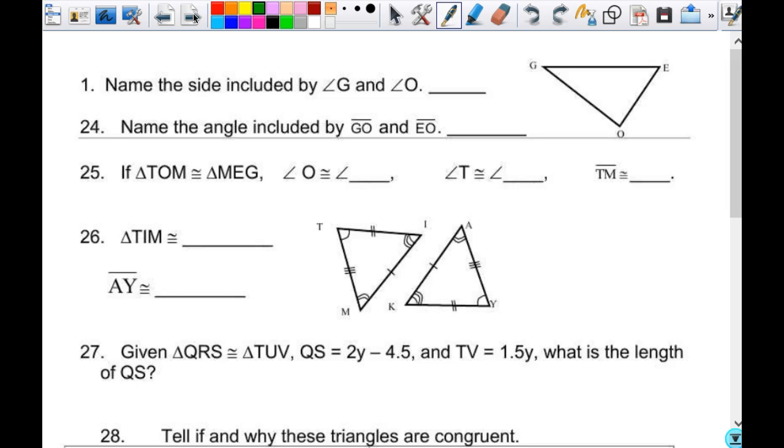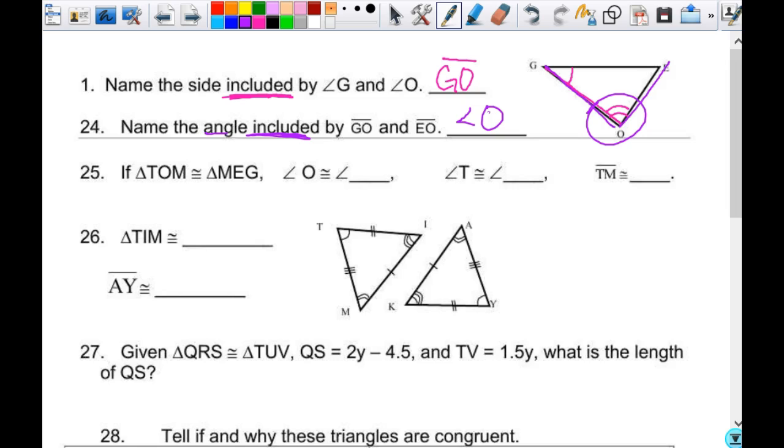There you go. So I need to name the side that is included. Some of us are having a big problem with this whole included. So here's angle G, and here's angle O. The side that is included in those two angles is the side that touches both of them. So it is line segment GO. The angle included by GO and EO is this angle right here, which is angle O. Okay? The whole included, not included thing is very, very important.